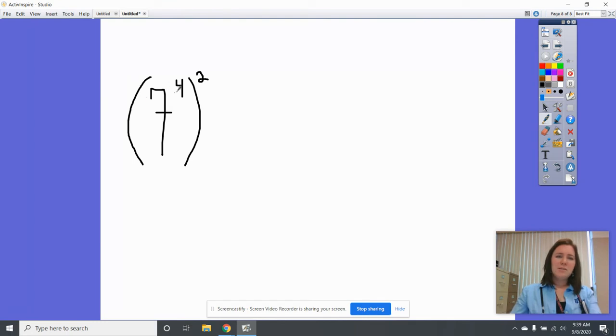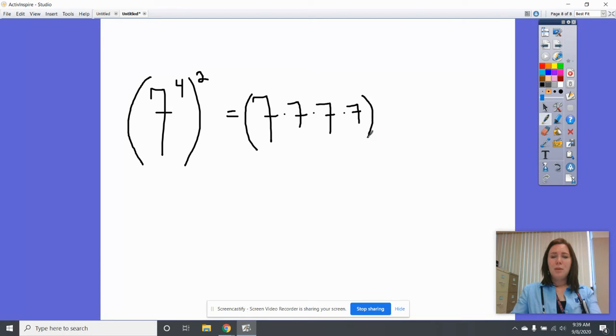So what this means is I have 7 to the power of 4, so I have the number 7 4 times. So I have 7 times 7 times 7 times 7. Well, then I put that in parentheses, which is fine because that's all in parentheses. Then that's squared. That means, well, I really have this thing 2 times. So I've already had it once. I have to do it another time. 7 times 7 times 7 times 7.